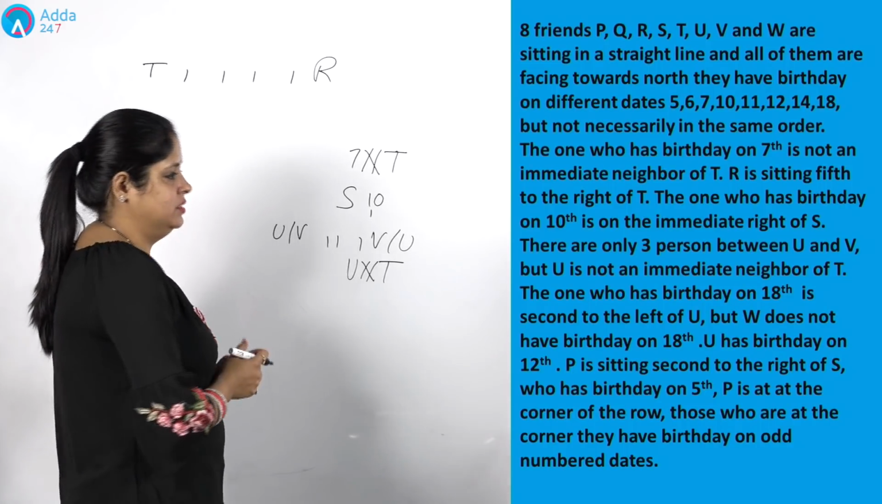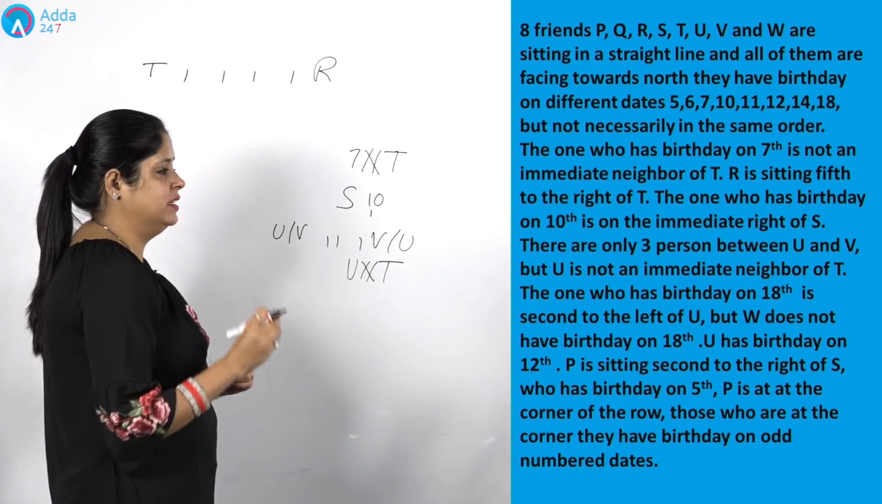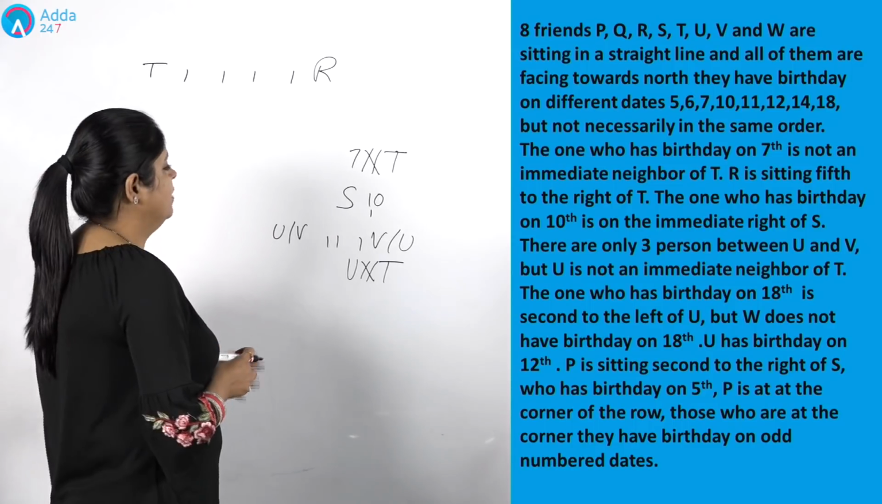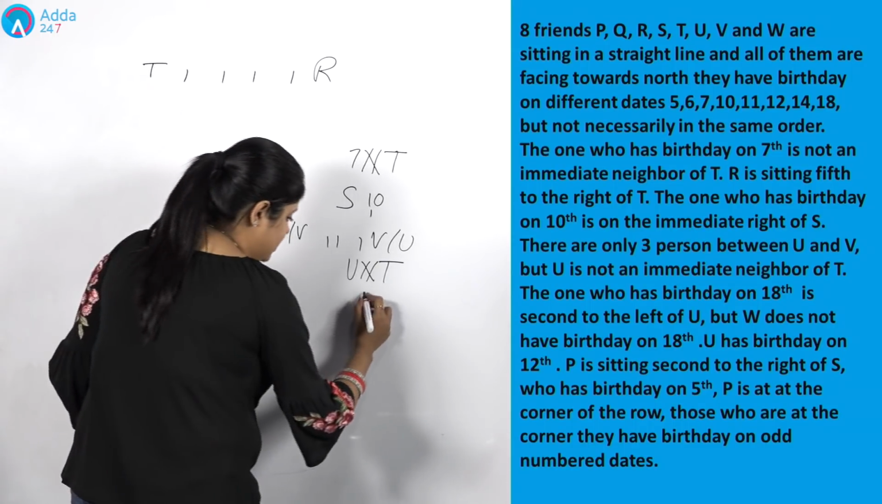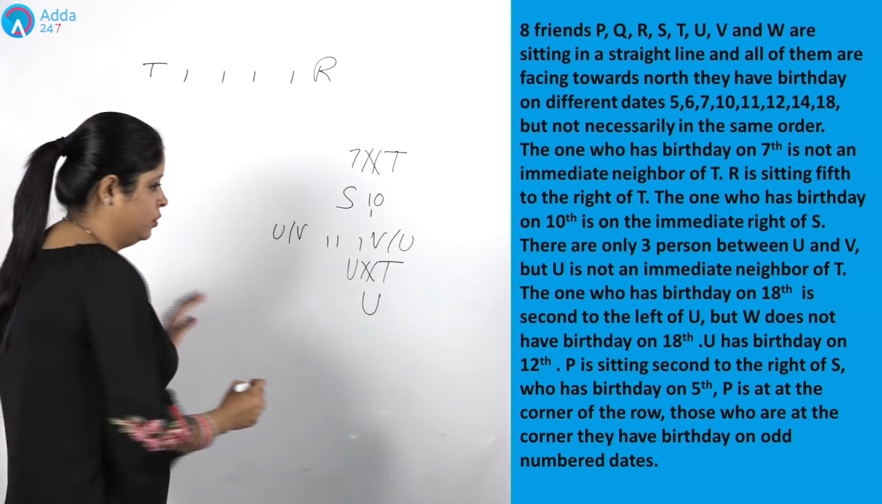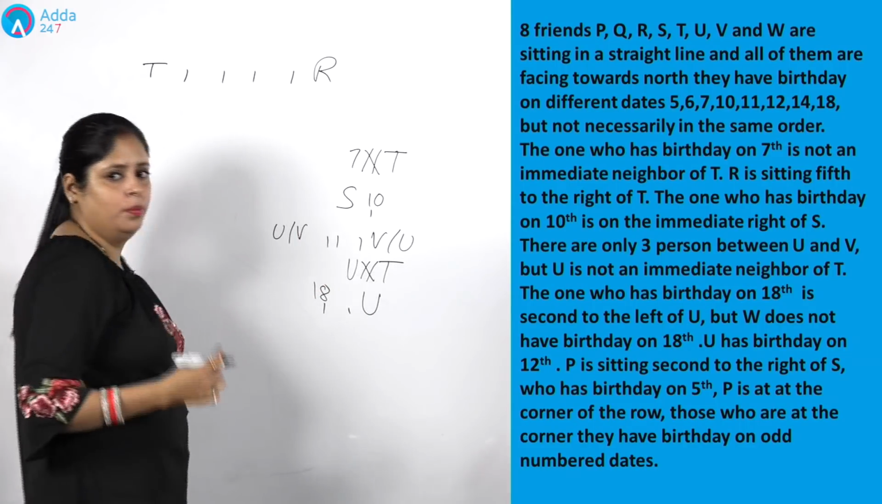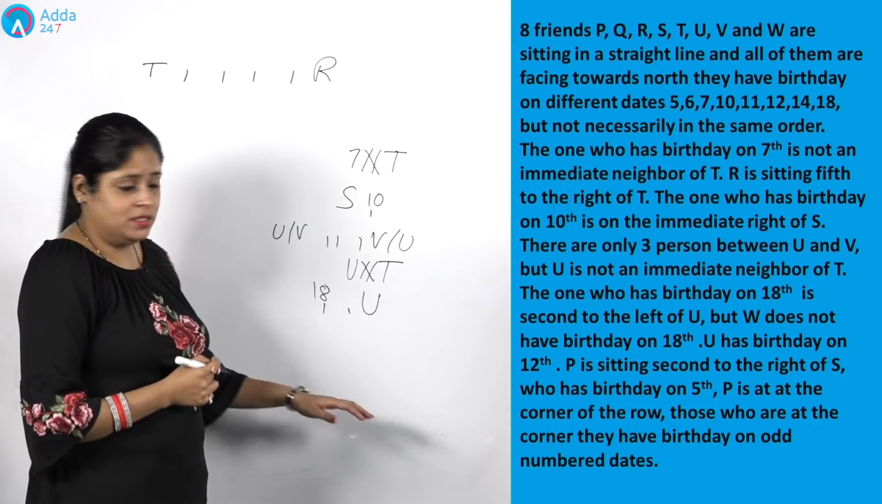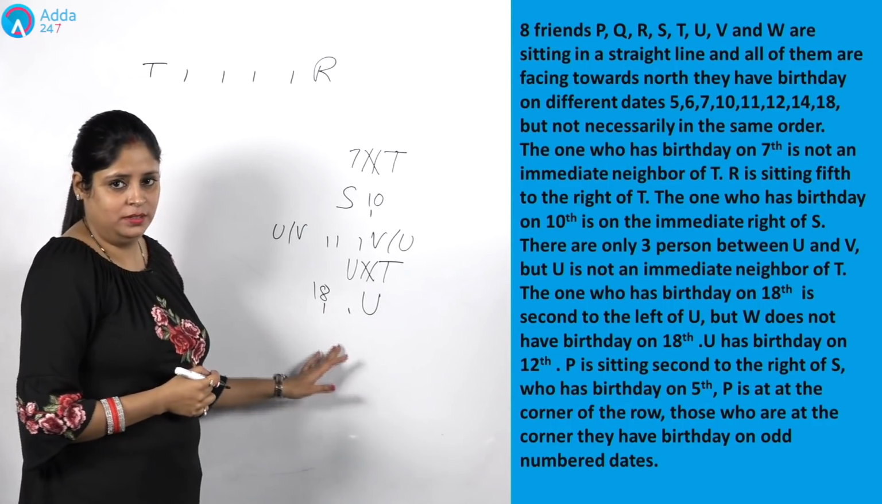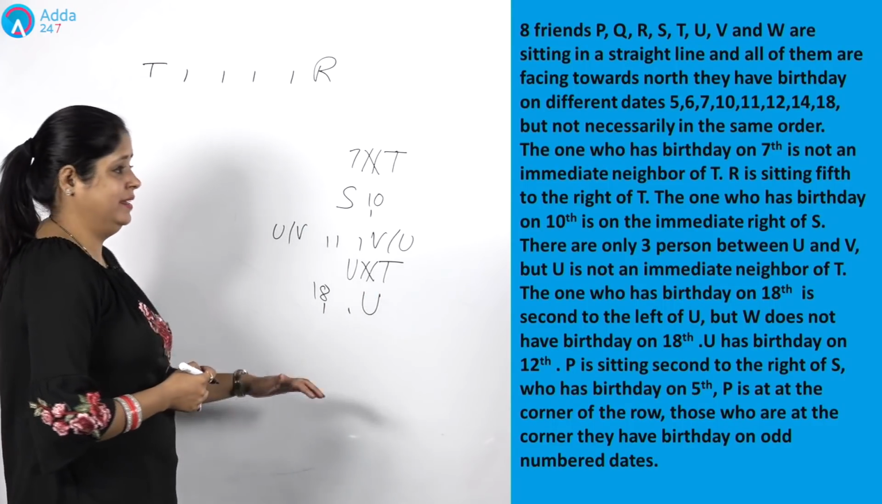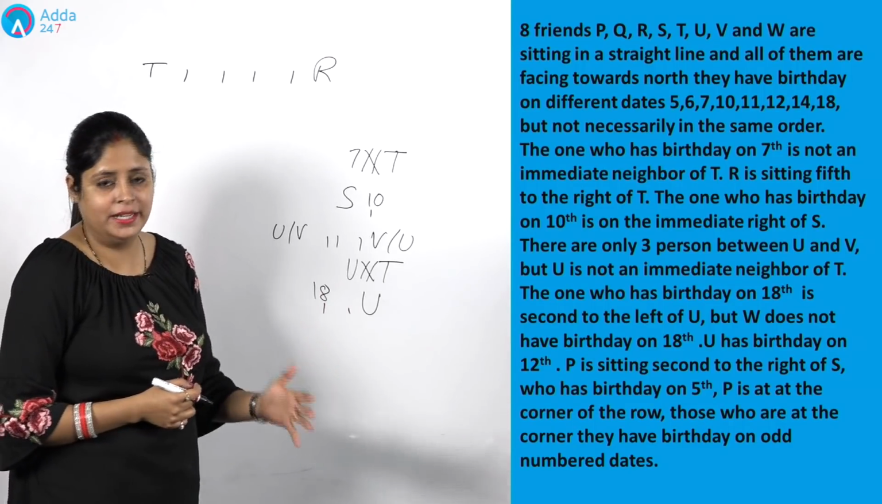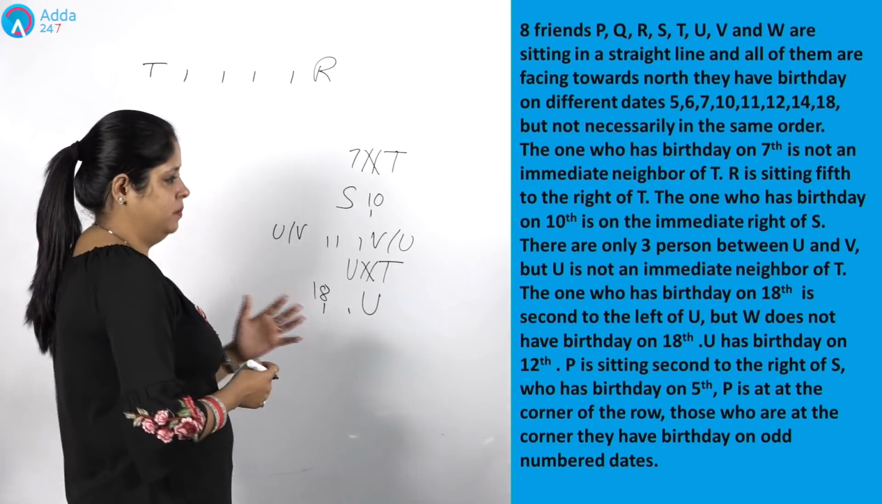The next information says the one who has birthday on 18th is second to the left of U. U's second left is that person whose date of birth is 18th, which means I am not confident who this person is. I don't know, but we are writing it down in the form of shorthand writing, or you can also say a symbolic representation.